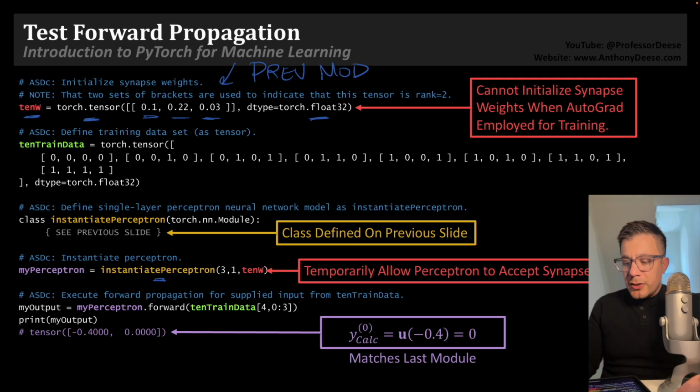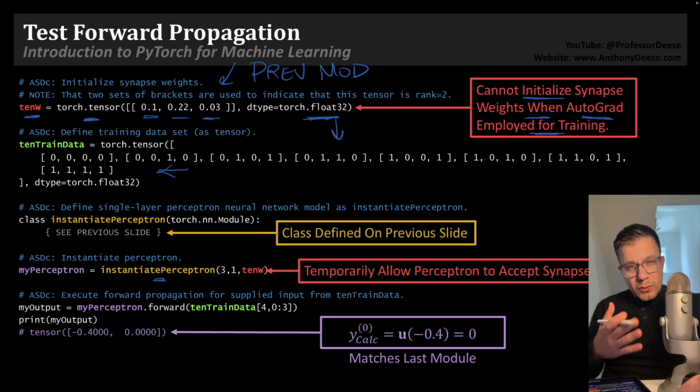Now, one thing we should note, and I think I've said this already, we cannot initialize the synapse weights when the automatic differentiation or autograd functionality is employed for training. So even though we can do that here, because we're just doing forward propagation, we'll see later when we put everything together that we'll no longer be allowed to do that, and PyTorch will make us randomly initialize those synapse weights. Okay, then we define the training data set, again, as a tensor, and a lot of this code could have come from the initial stage of this module where we did the one-for-one translation of the Python code or the MATLAB code to Python code.